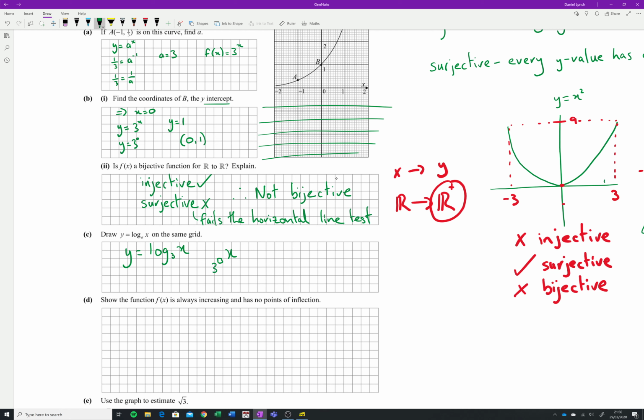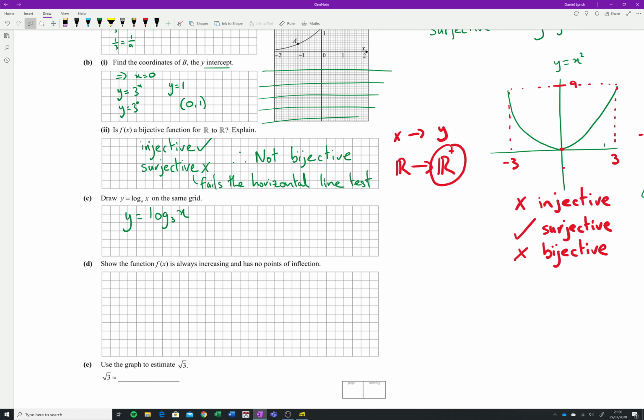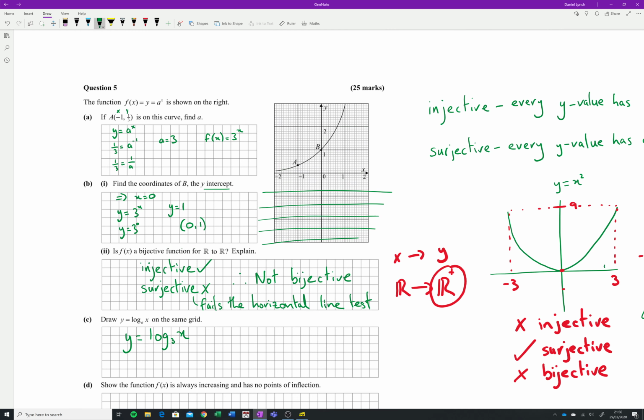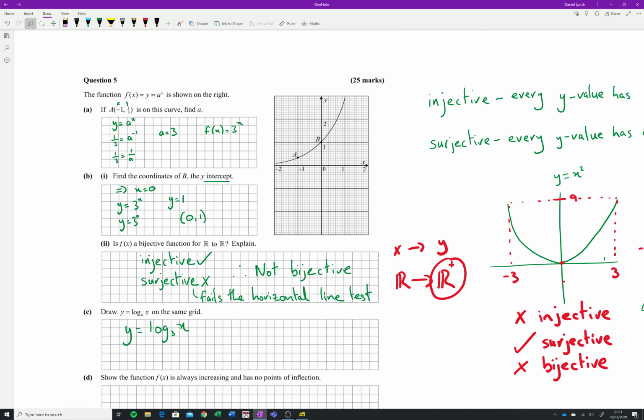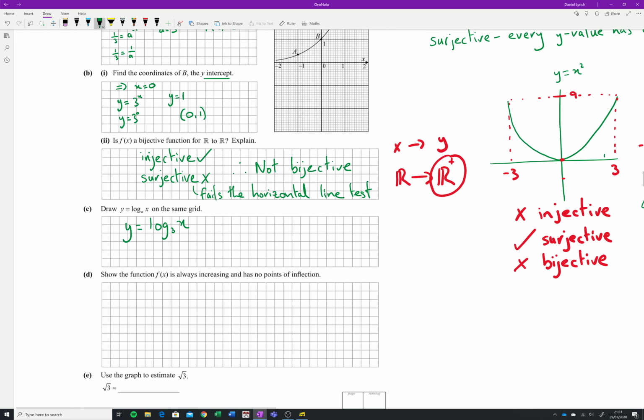That value can't be a negative number, so just be aware of that. So stick in your values and away you go. Show the function f of x is always increasing. As you can see, this thing is on the way up, but we need to be a little bit more rigorous than that. Doesn't it look like it's headed skywards and has no points of inflection?